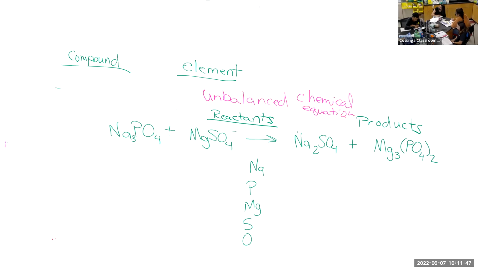Okay, so how many sodiums do I have on my reactant side? 3. How many phosphorus do I have on my reactant side? 1. How many magnesium do I have on my reactant side? 1. How many sulfur do I have on my reactant side? 1. And how many oxygens?